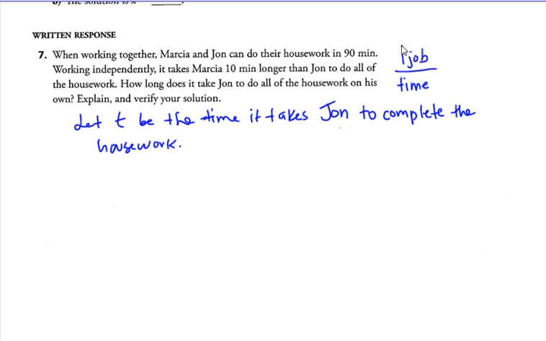So how we set it up is together, right? Together means we're adding them together. What would be Marcia's time, if Marcia takes 10 minutes longer than John? T plus 10. So Marcia can complete one job in T plus 10, plus John can complete one job in t time, equals they complete together, because we're adding them together, one job in 90 minutes. That's how we set up those. It's all set up with job over time.